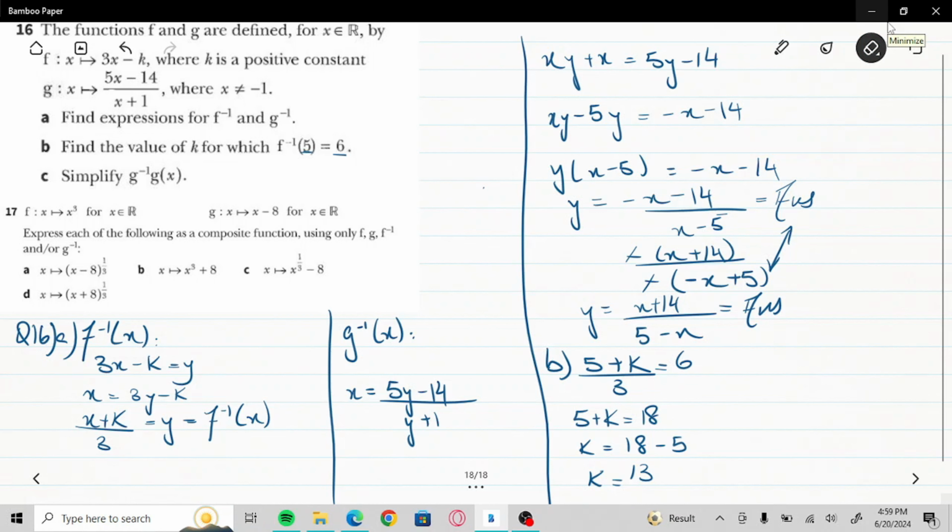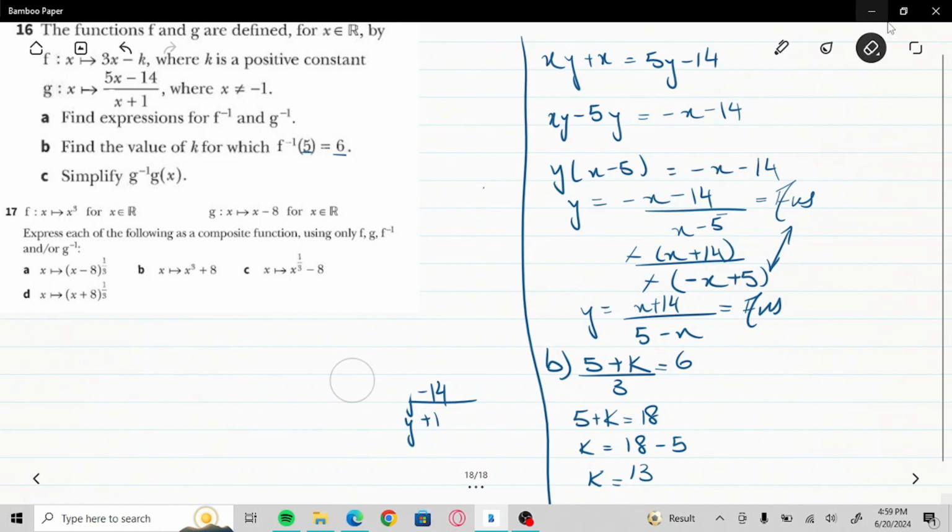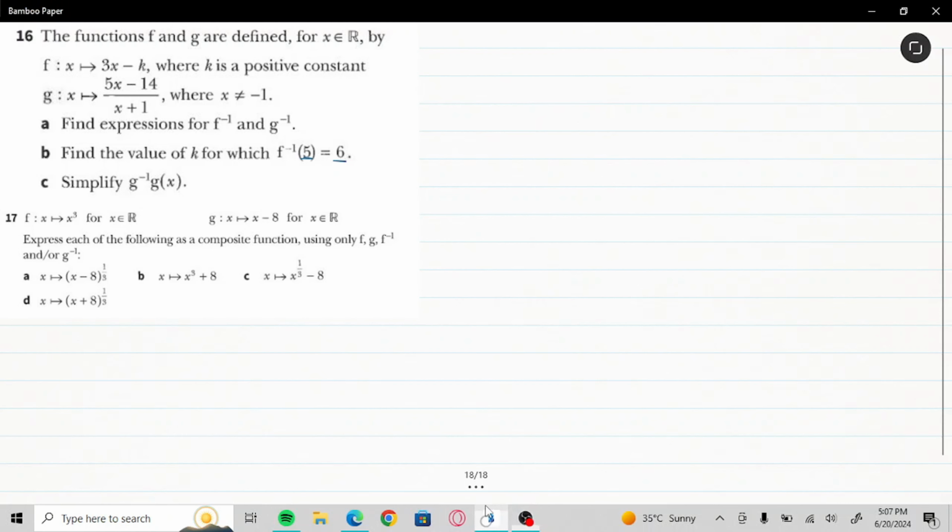Okay, let me erase this to just have some space for part C. Let me erase the whole thing. Okay, so part C, let me remove the eraser.